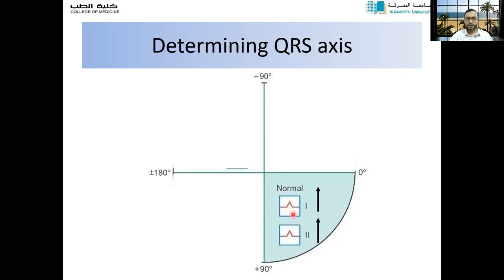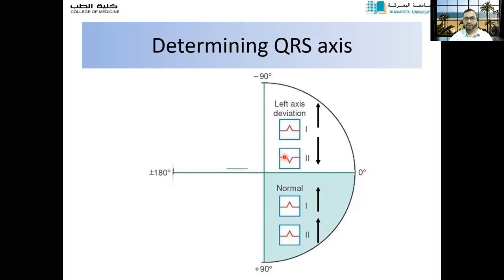Most of the components you can see in lead 1 are positive. Lead AVF is also positive here, most of the components are positive. So if it is positive, draw an upward arrow. Lead 1 positive, lead AVF positive: this is normal QRS axis.